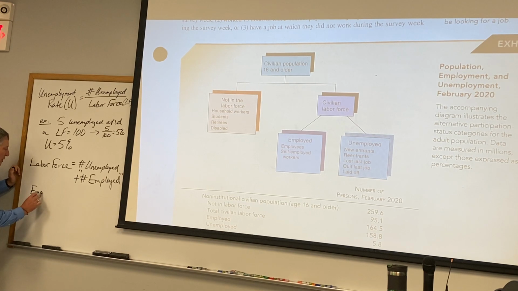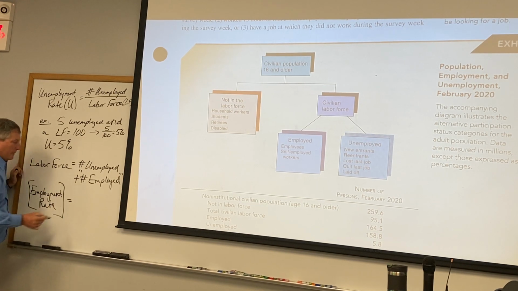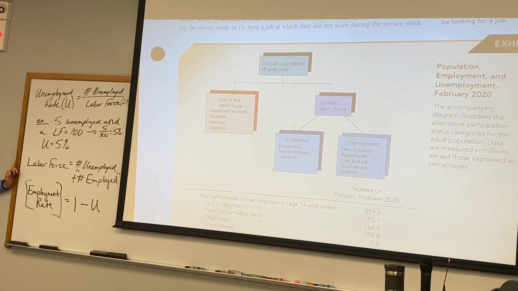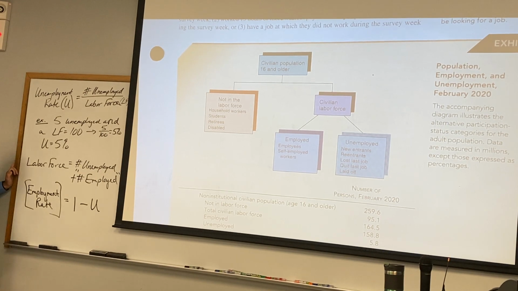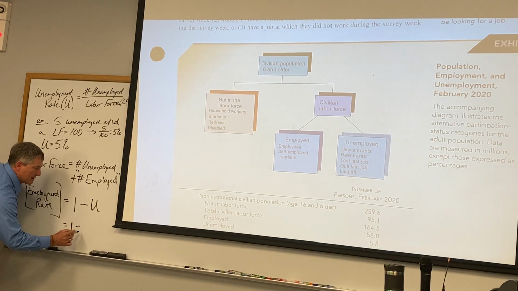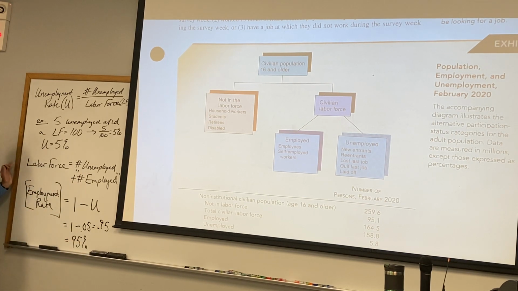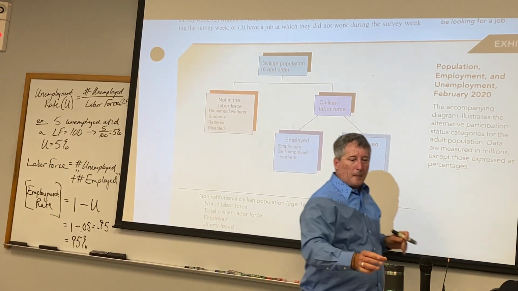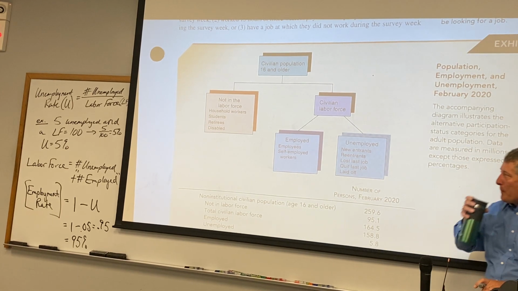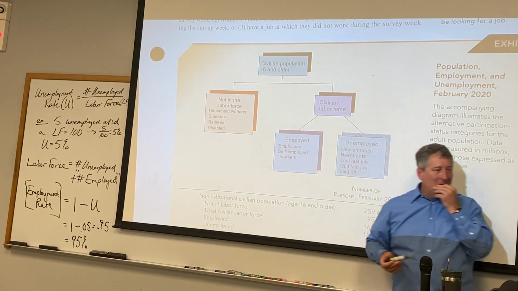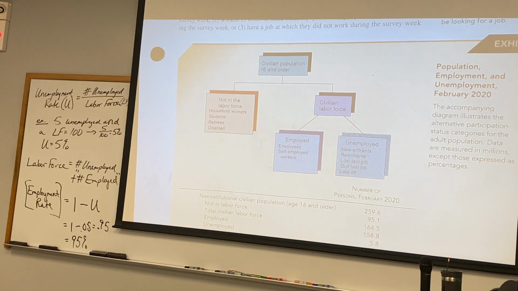So we could also think about the employment rate. The employment rate, one easy way to look at that would be to take 1 minus the unemployment rate. So from my example, 1 minus 0.05 equals 0.95. So we could say that the employment rate is 95% in my little example. So you can kind of go back and forth. All right, any questions so far?